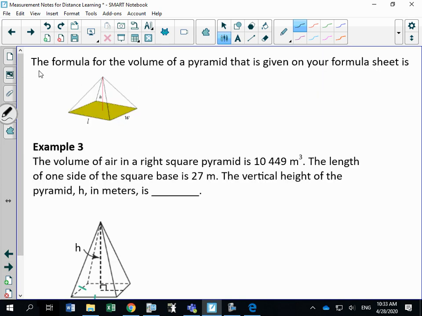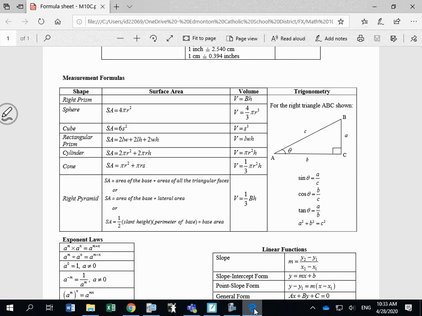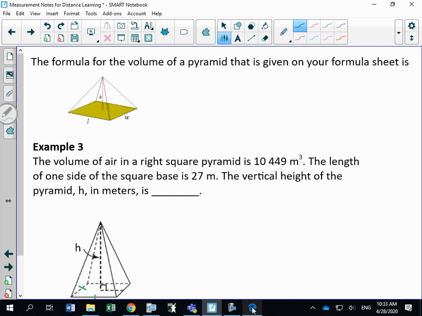The formula for the volume of the pyramid is given on your formula sheet. So let's look at our pyramid. Here's our formula, and I'm going to need to explain something because some of you might be saying, well, what is this big B? So let's write this down first of all: the volume of a pyramid is 1/3 big B times H. So 1/3 times big B times H.